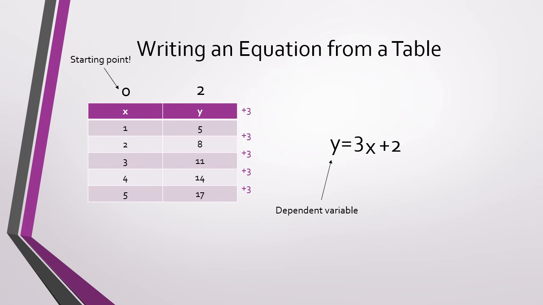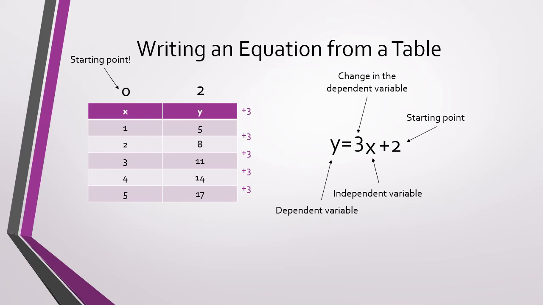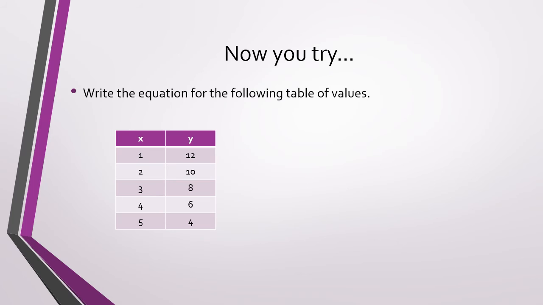Okay. So this is your dependent variable, the change in the dependent variable, your independent variable, and your starting point. Your dependent variable equals your change times your independent variable plus your starting point. If you can remember that format, then you just need to plug your values in. So let's try this one. Write the equation for the following table of values. Try to do it the new way. I would recommend you pause the video, give it a try, and then come back and see how you did.